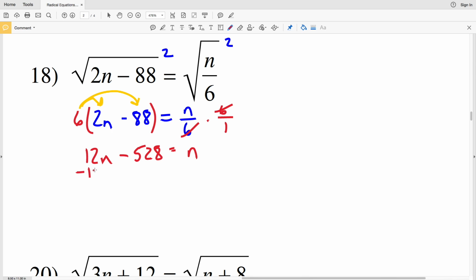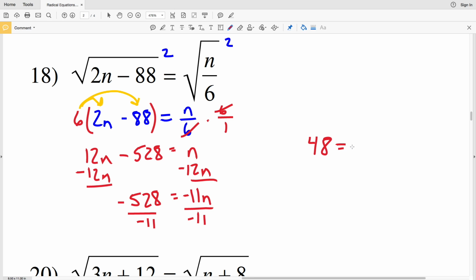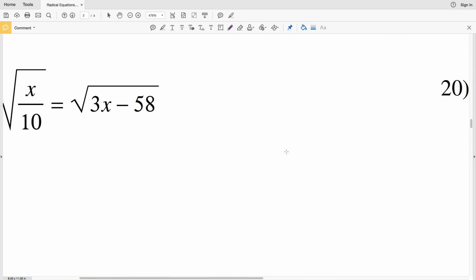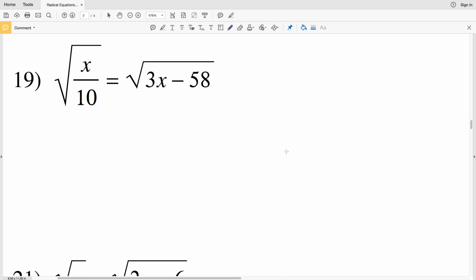Let's go ahead and subtract 12n on both sides. So we'll have negative 528 equal to negative 11n. Then we're going to divide by negative 11 on both sides. A negative divided by a negative is a positive, and 528 divided by 11 will give us 48. So 48 equals n for number 18. And on to the last problem in this video, number 19.